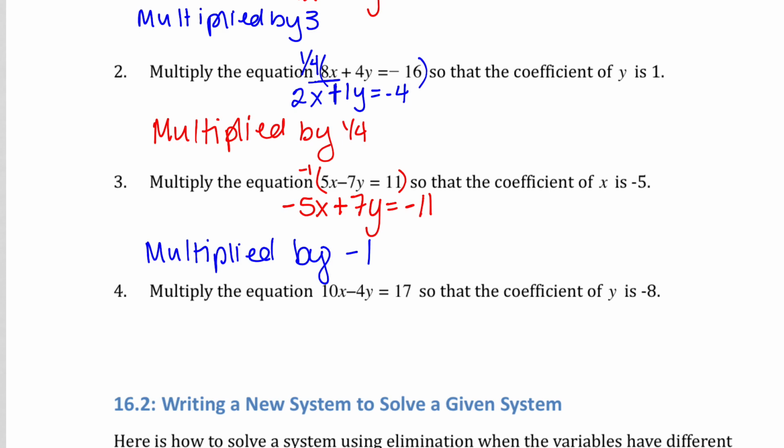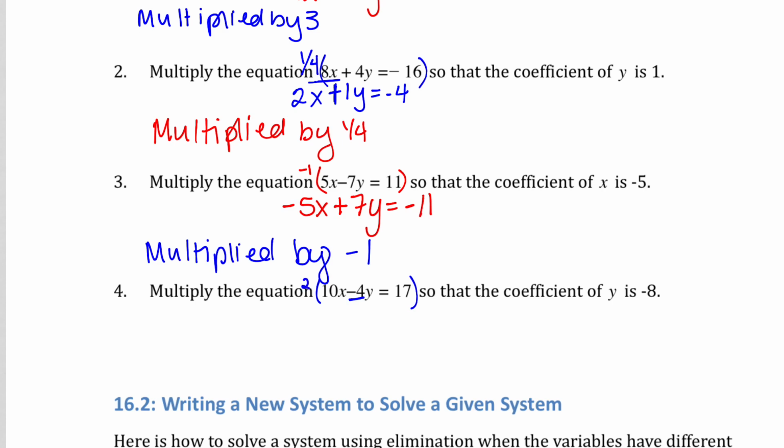All right, now we have, multiply this equation, 10x minus 4y equals 14, so the coefficient of y is negative 8. So what's our coefficient on y right now? Positive or negative? Negative. So you have to include the sign that's in front of it. And we're wanting it to be negative 8, so what do I need to multiply by? If I have negative 4, positive 2.